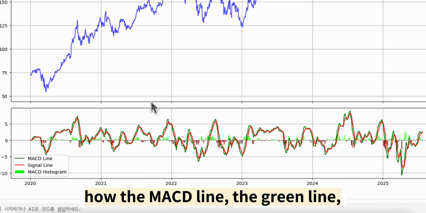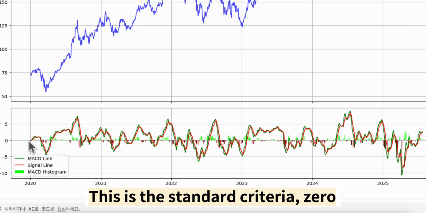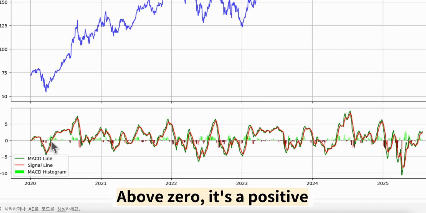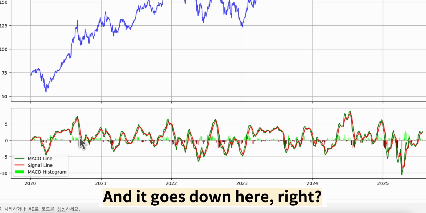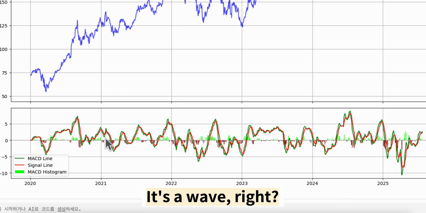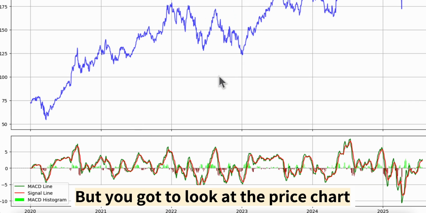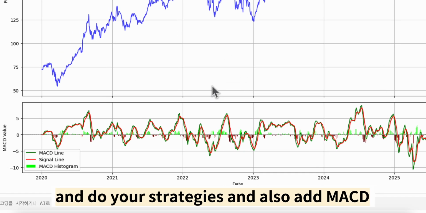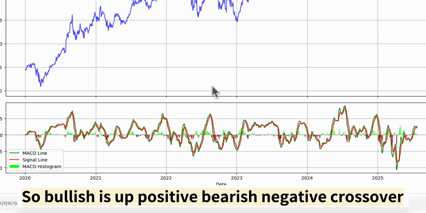So observe how the MACD line, the green line, and the signal line, the red line, move around zero. This is the standard criterion, 0. Below 0, it's negative. Above 0, it's positive. It has a strong momentum. And it goes down here, right? Below 0 and then going up again. Going down and going up again. It's a wave, right? You see those random patterns here. But you've got to look at the price chart and do your strategies and also add MACD to fully confirm the trend and momentum. So bullish is a positive crossover, bearish is a negative crossover.